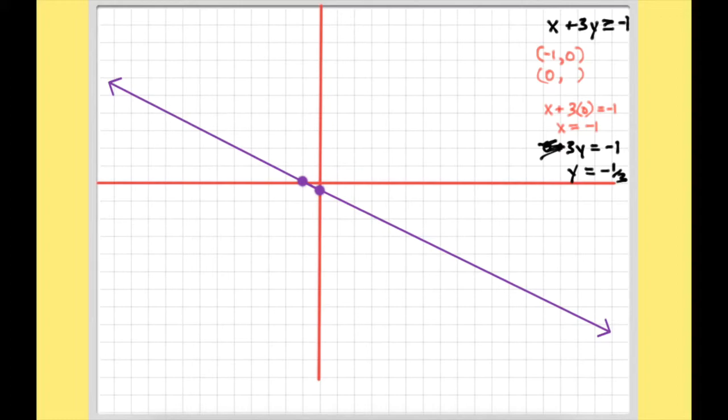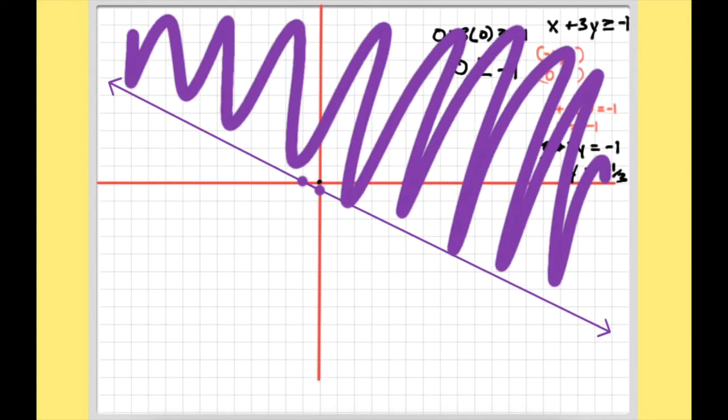So which side do I want to shade? Well, a nice easy point to use, since it's not on our boundary line, is 0, 0. Is 0, 0 a solution of our inequality? So if I plug in 0 for x and 0 for y, is that going to be greater than or equal to -1? Well, 0 plus 3 times 0 is just 0. Is 0 greater than or equal to -1? It is. So that means 0, 0 is part of our solution, which means that entire side is part of our solution. So this area up here is our solution area.